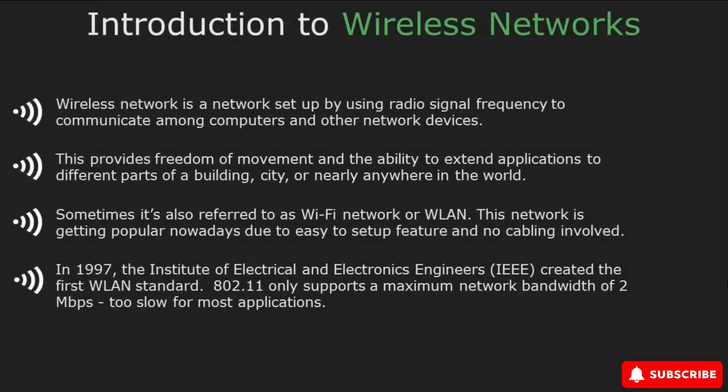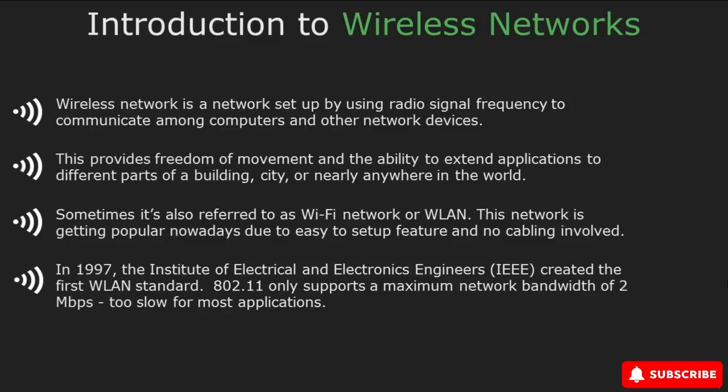In this tutorial, I'm going to teach you a basic understanding of wireless networks. So, what is a wireless network? It's a network set up by using radio signal frequency to communicate with other computers, just like cell phones and radios. Wireless networks make life incredibly easy and give us such great mobility. It's also referred to as a Wi-Fi network or WLAN.